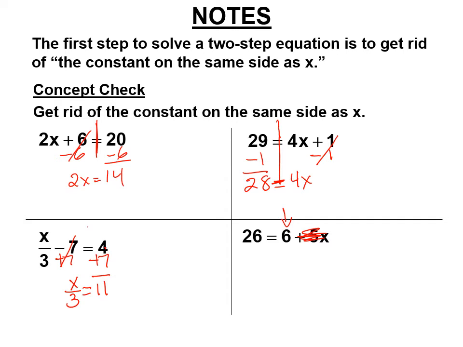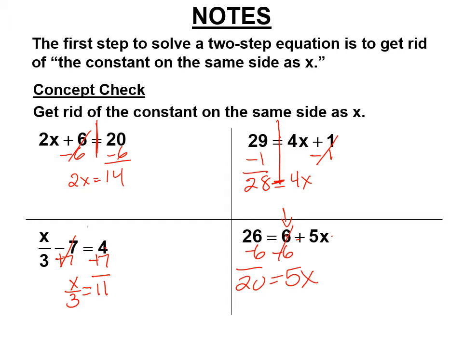This one is tricky because most people say, well, I subtract 6, but it has nothing to do with that plus sign. It doesn't. It has to do with the fact that it's positive 6. If it was negative 6, you'd add. So you'd subtract 6 from both sides. 26 minus, let me clean this up a little bit. 26 minus 6 is 20, and then this 5x turns into positive 5x. And we'll talk more about that.